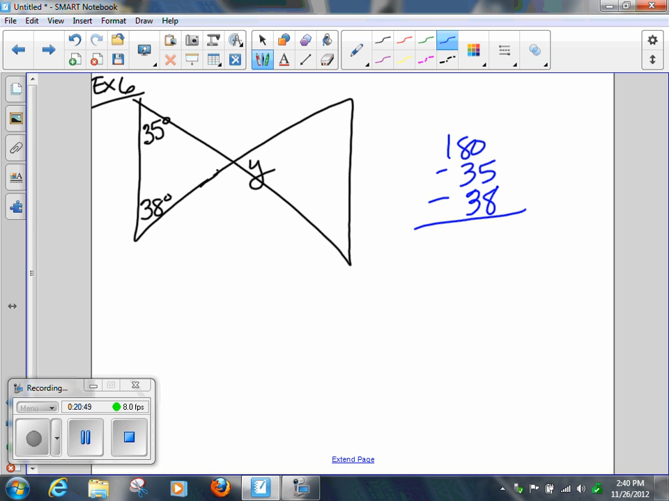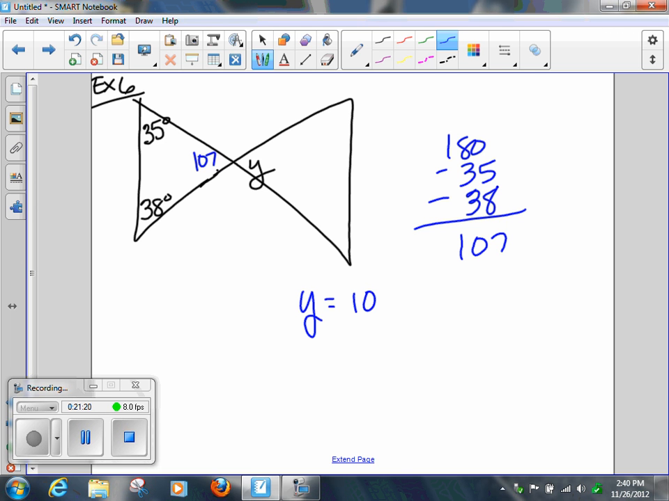What's that give you? 107. So you're saying that this angle right here is 107, correct? 35 plus 38 is 73, and then 73 from 180 is 107. Now why would y be 107?